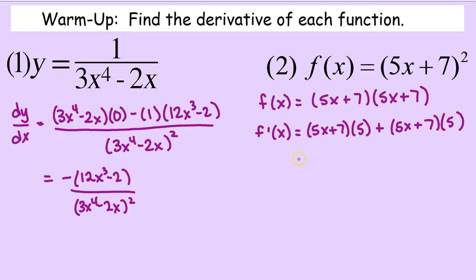And that can be simplified, but for reasons you'll understand later, what I'm going to do is say that we have two of these things. So we have 2 times 5, well, I'm even going to write it like this. We have 2 times 5x plus 7 to the first times 5. You'll understand why I wrote it that way when we get to our next rule.